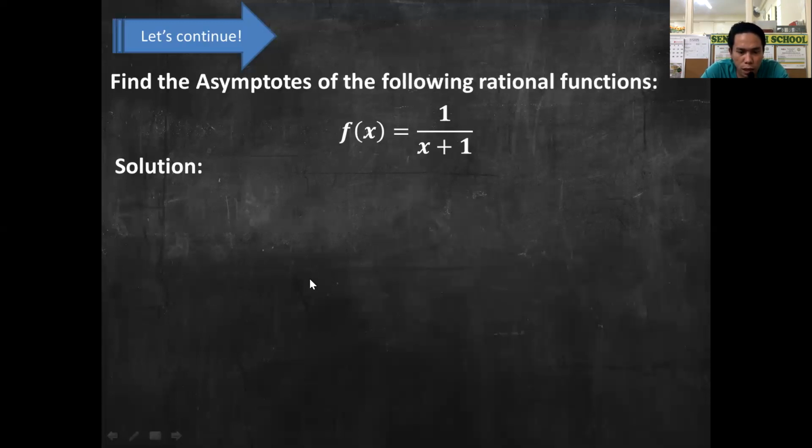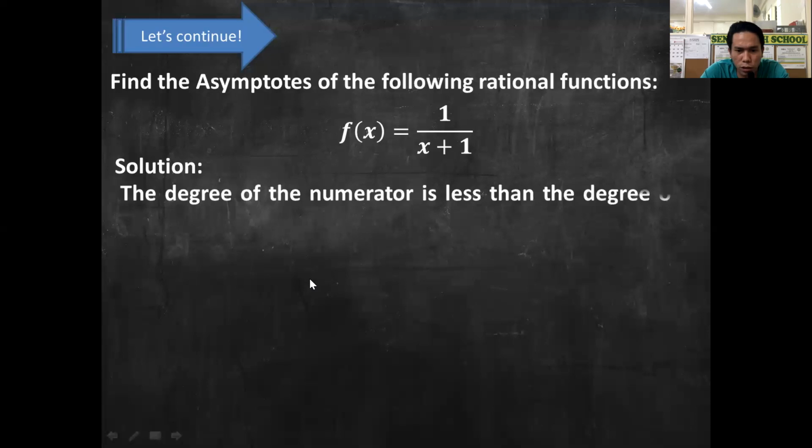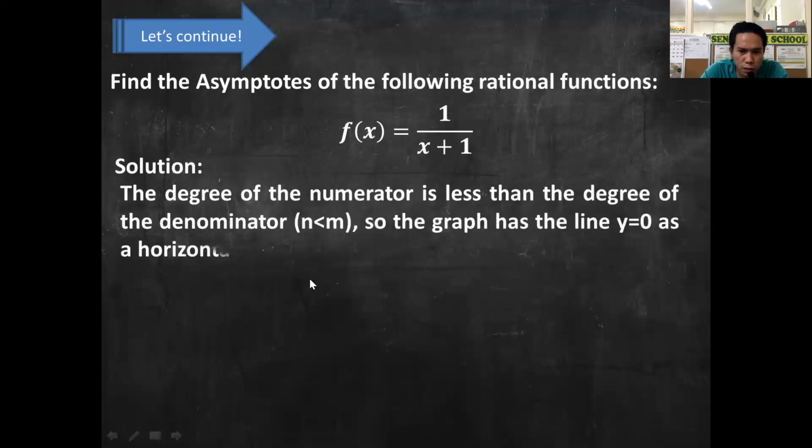Sige, next. How about yung kanyang horizontal asymptote? Ano nga? The degree of the numerator is less than the degree of the denominator, or our n is less than m. So the graph has the line y equal to 0 as a horizontal asymptote. Kung napapansin nyo yung ating equation, f of x is equal to 1 over x plus 1, yung ating numerator ay walang literal coefficient, so automatic 0. Samantalang yung denominator natin ay may x dito. Meron siyang literal coefficients. So, yung numerator natin is mas mababa yung kanyang degree kumpara sa ating denominator.